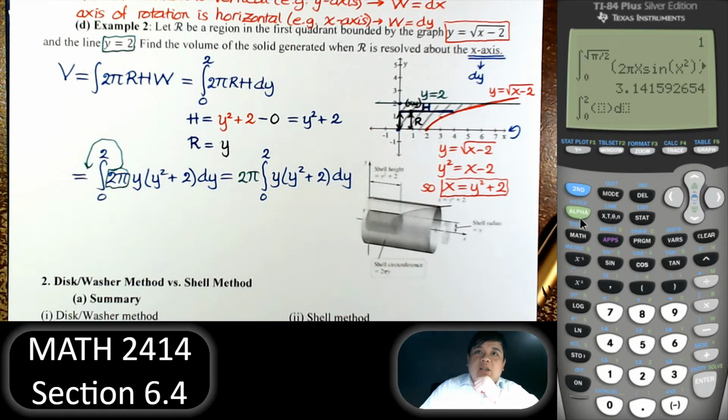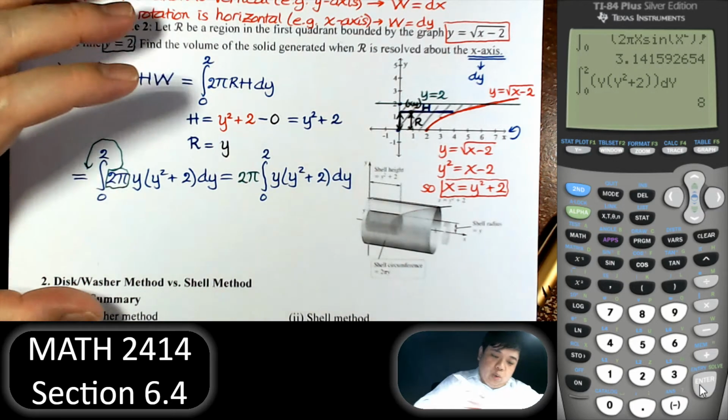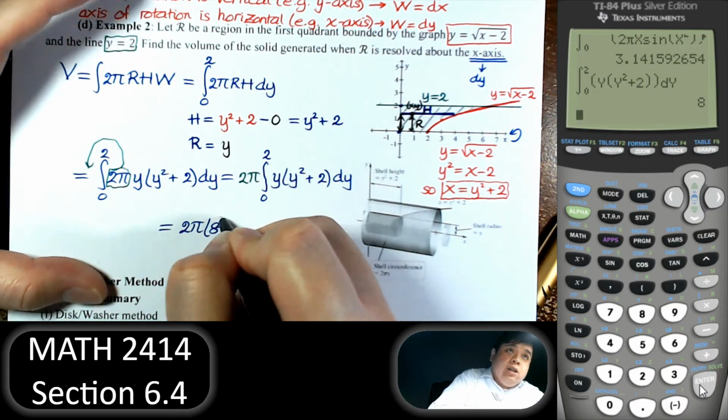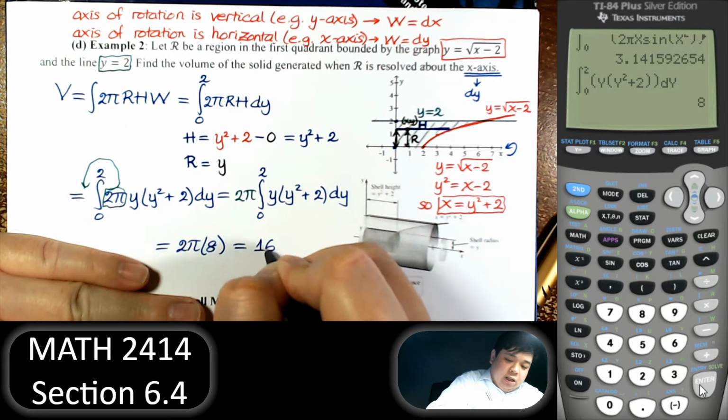Right, we need y, so the integral from 0 to 2 of y times y squared plus 2, and the variable is y. So do that, we should have 8. So that gives us 16 pi.